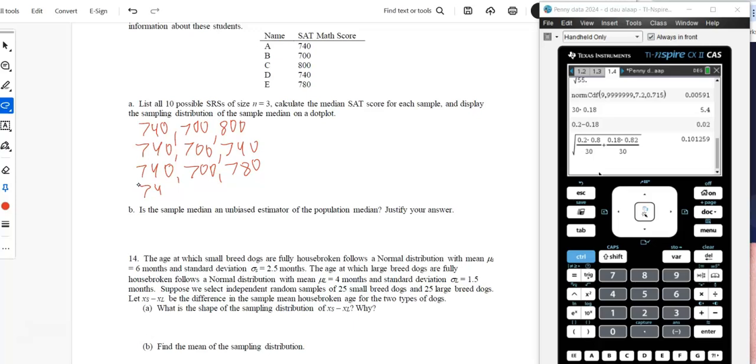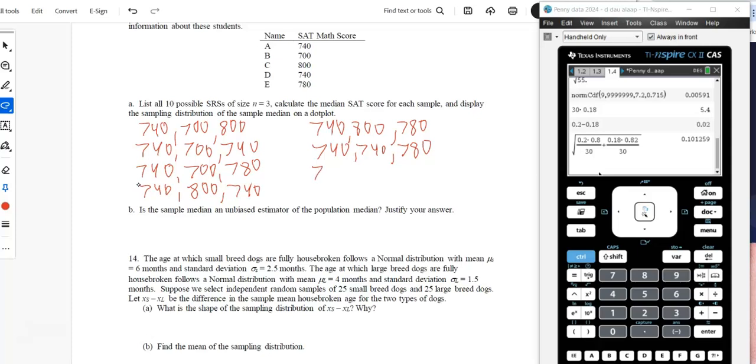Okay, let's get all the 740s. And then the next number is 800s, comma 740. And then the 740, comma 800, comma 780. And then the 740, 740, 780. Got all the ones that start with 740.